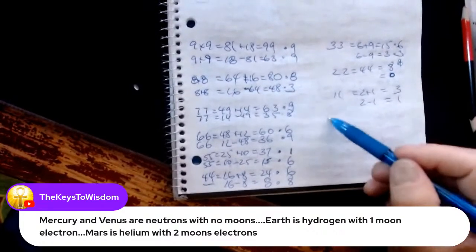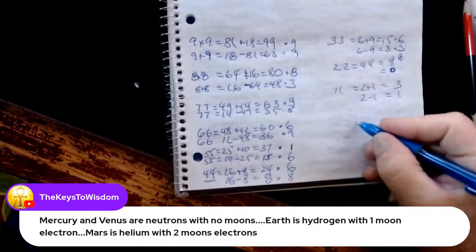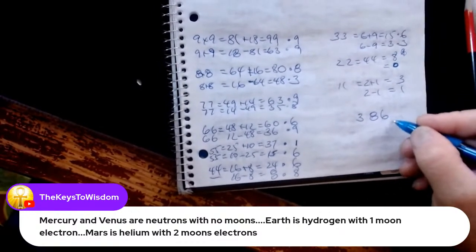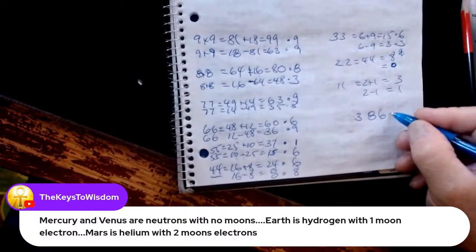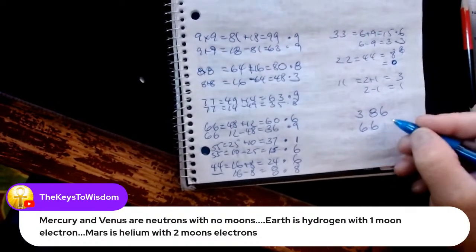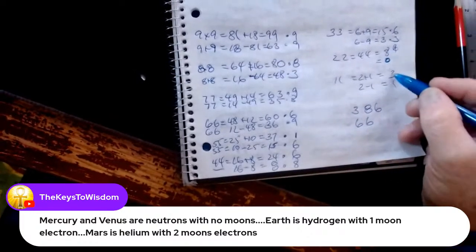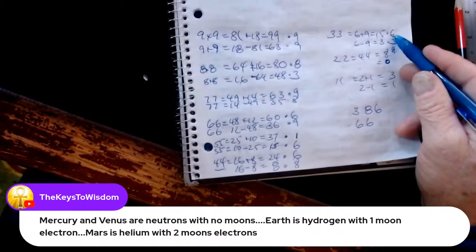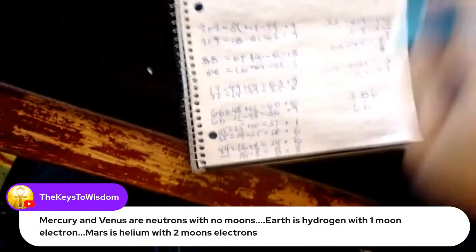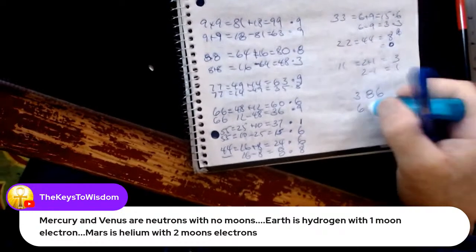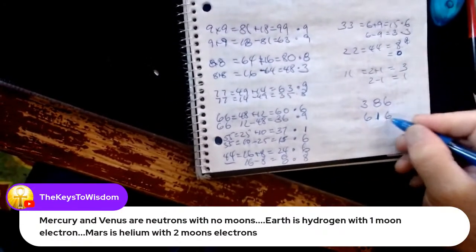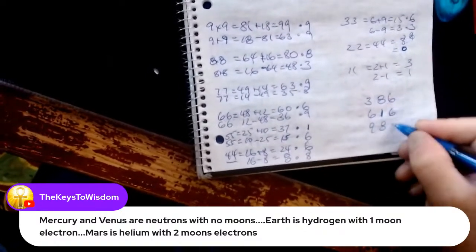So our equation over here, if we wanted to create an equation, the equation would be 3, 8, 6, 6, 6. Did I get that right? 3, 8, 6, 6, 1. 6, 1, 6, 9, 8, 9.